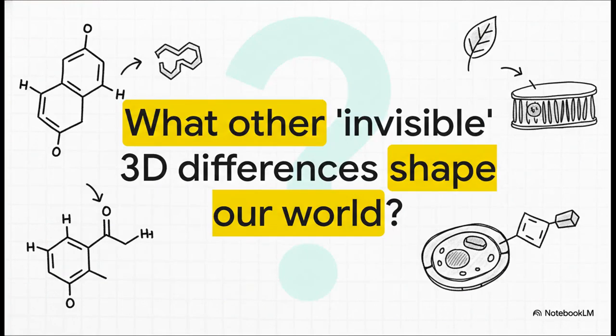And that really leaves us with a final thought to chew on. If flipping a single atom in 3D space can completely change a molecule's role in our own bodies, what other invisible differences are out there shaping our world? It's just a powerful reminder that sometimes the smallest, most hidden details can make all of the difference.